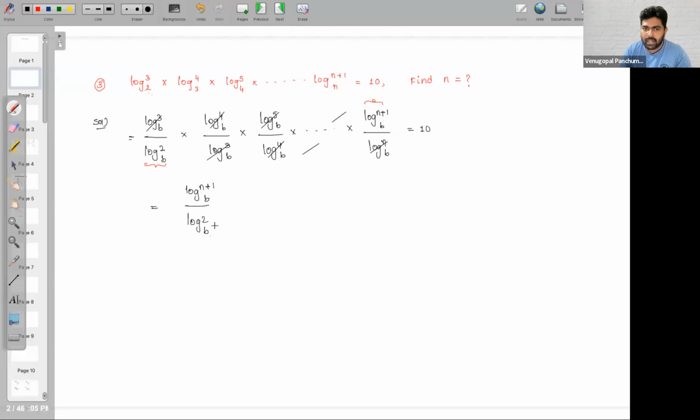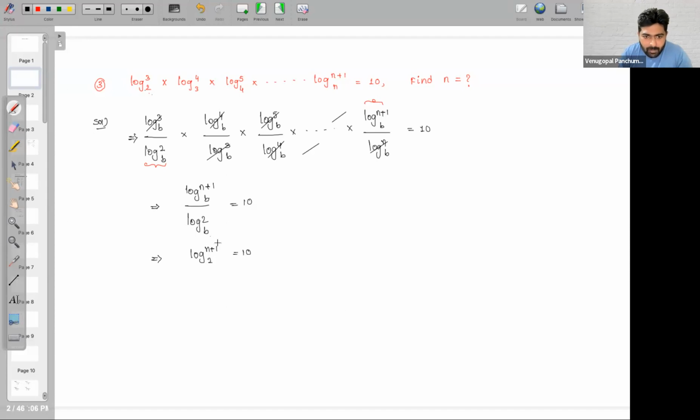Now I can remove the base, right? Because I only wrote a common base, so I can remove it, no problem. Then it will become log of n plus 1 base 2, which is equal to 10. So this is equal to 10. So I can write this as log n plus 1 base 2, which is equal to 10, friends. Now it is very simple.